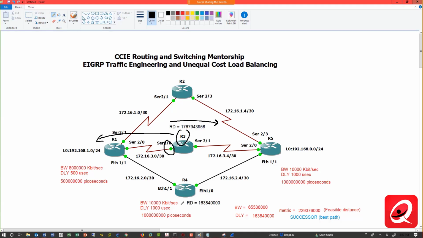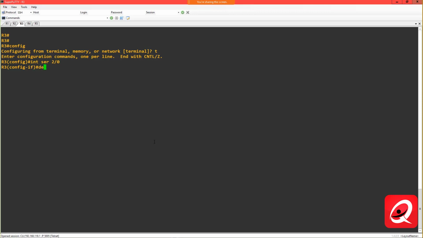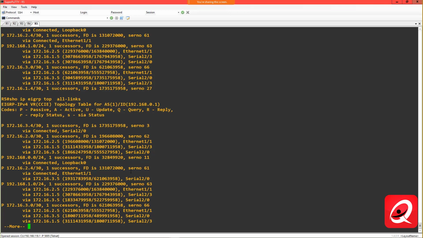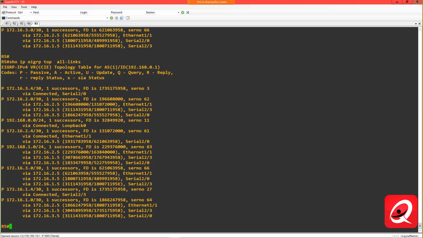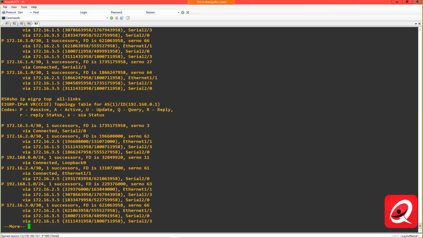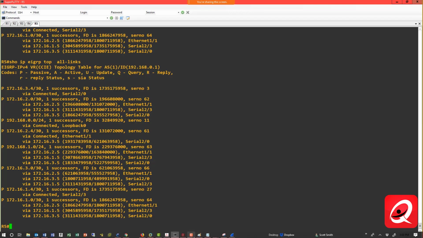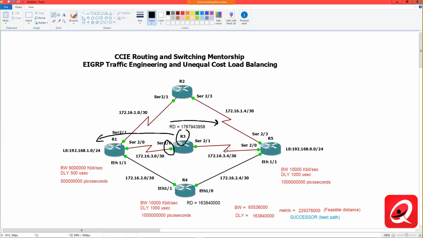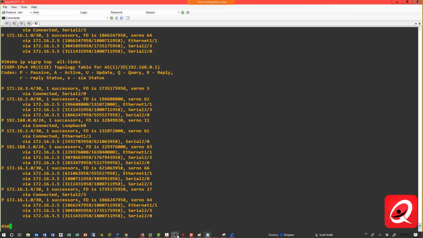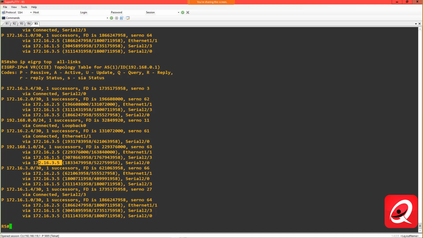Interface serial 2.0 in this case. And let's set the delay to 1,000 microseconds. I'll leave that there. So now we should definitely see a change in the reported distance for that particular path. And we can actually see that reflected here for 1.0. So the reported distance went down. We're talking about over the 3.4 subnet. So this is going to be 3.5. If I look at what's coming from 3.5, the number did go down significantly, right?